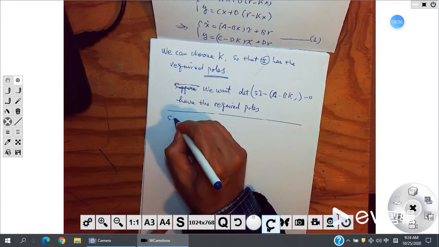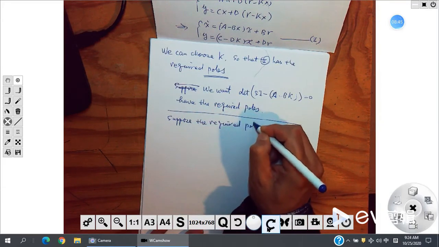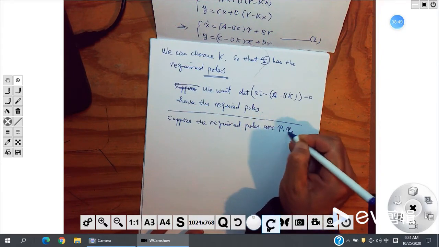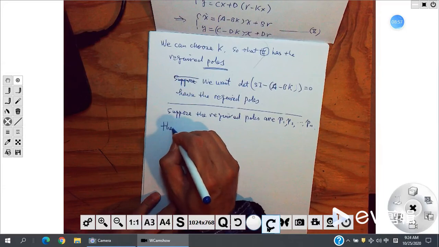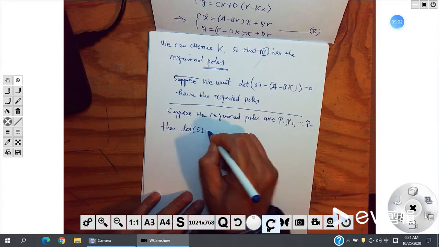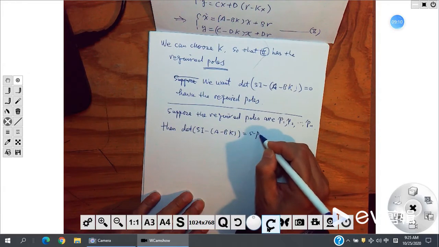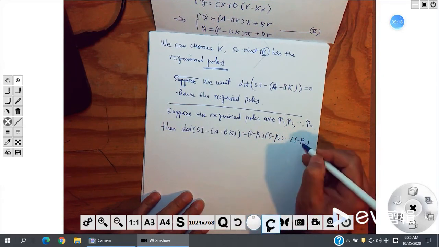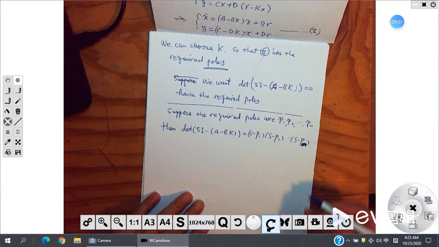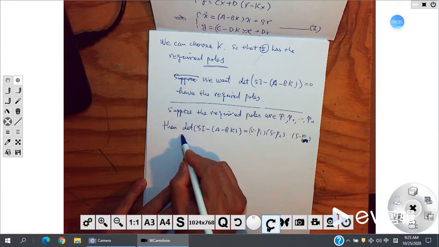We suppose the required poles are P1, P2 to Pn. I suppose we have n of them, and we want those poles. Then the determinant of SI minus A plus BK will be equal to (S minus P1)(S minus P2) up to (S minus Pn). So we can write the whole equation in this way.